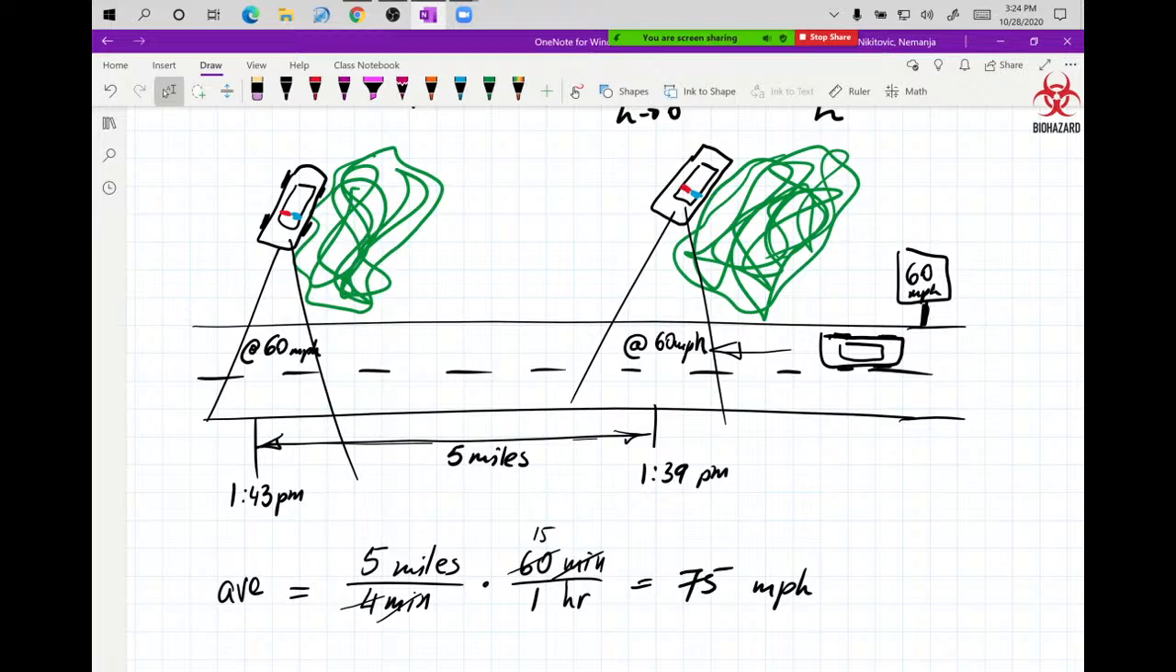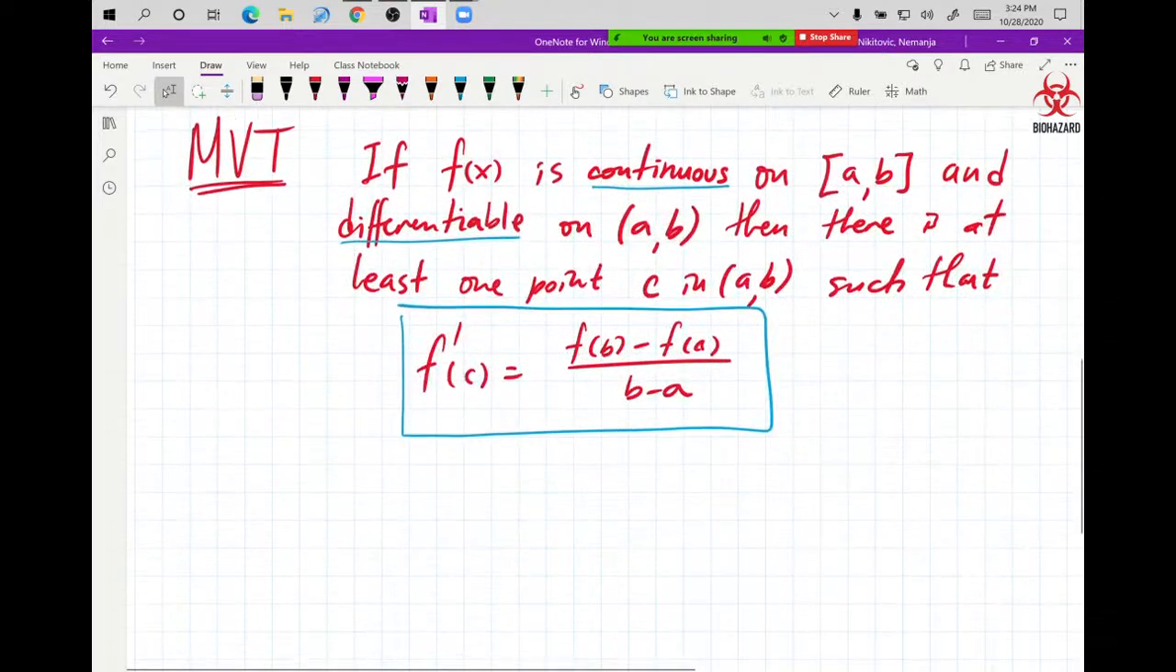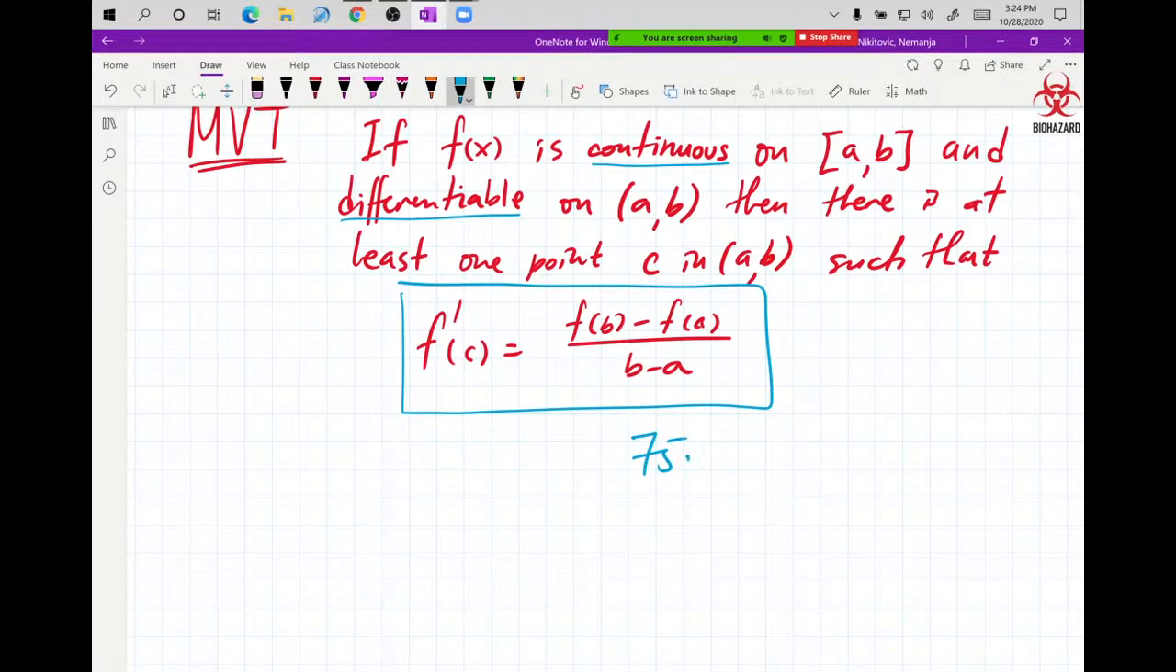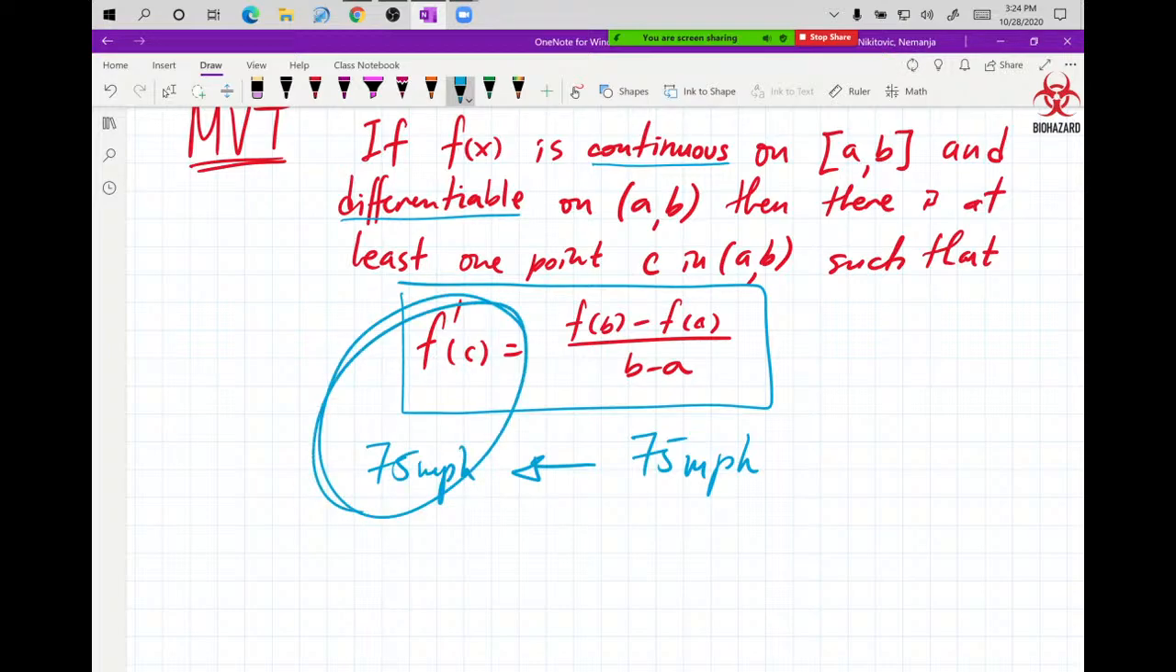And your position function, which measures how far you are from, let's say, this 60 mile per hour sign, is a continuous function, and its derivative is called the velocity, and you are driving at some speed, so it's differentiable as well. So it does apply. In this case, your conditions of differentiability and continuity are satisfied. And then, by this theorem, we can see that the 75 miles per hour that you had on the average is at least once 75 miles per hour on the instantaneous side, which is the side you are getting ticketed for.